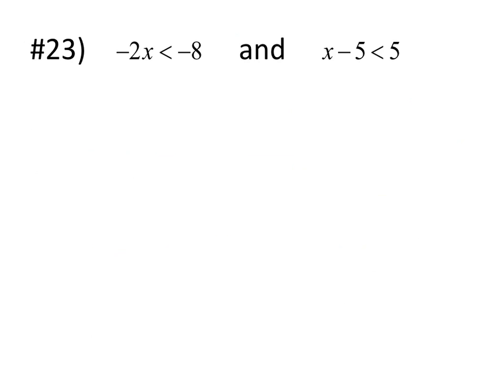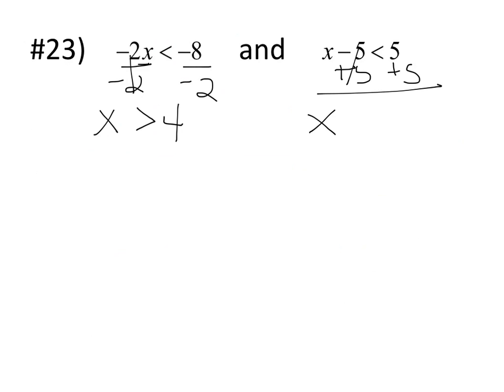Okay, a little bit of solving here, no problem. Divide both sides by negative 2. If you divide an inequality by a negative, you need to flip the sign. It was less than, now it's greater than. A negative divided by a negative is a positive. Negative 8 divided by negative 2 is positive 4. Over here, I'm going to add 5 to both sides, giving me x is less than 10.